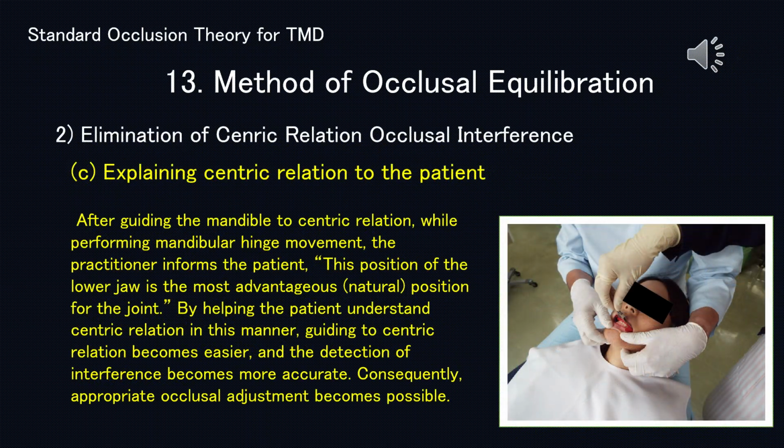C. Explaining Senrich relation to the patient. After guiding the mandible to Senrich relation while performing mandibular hinge movement, the practitioner informs the patient this position of the lower jaw is the most advantageous natural position for the joint. By helping the patient understand Senrich relation in this manner, guiding to Senrich relation becomes easier, and the detection of interference becomes more accurate. Consequently, appropriate occlusal adjustment becomes possible.